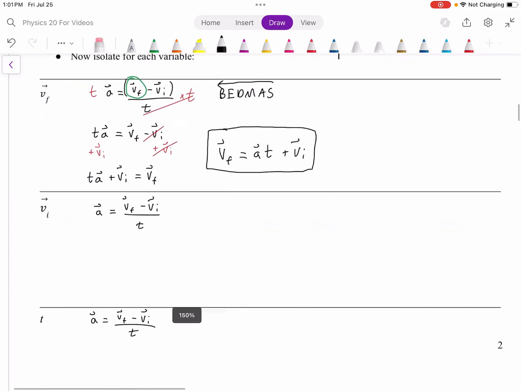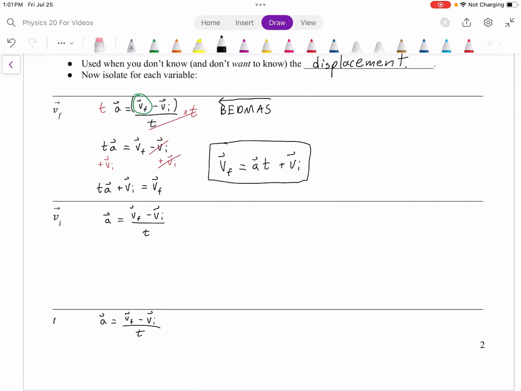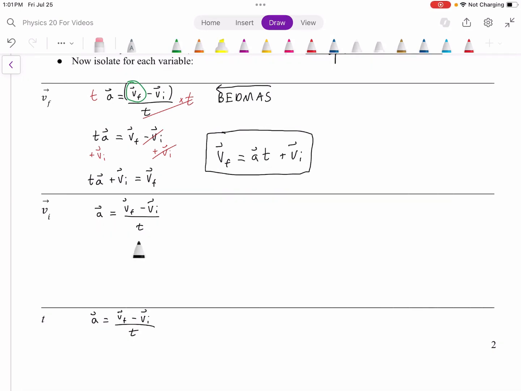Let's try solving for VI now. It's the same process every single time, okay? We're just isolating a different variable now. So we always kind of work outer to inner, so to speak, right? It's almost like packing a suitcase and then unpacking a suitcase. You kind of have to unpack the outer stuff to get into the inner stuff.